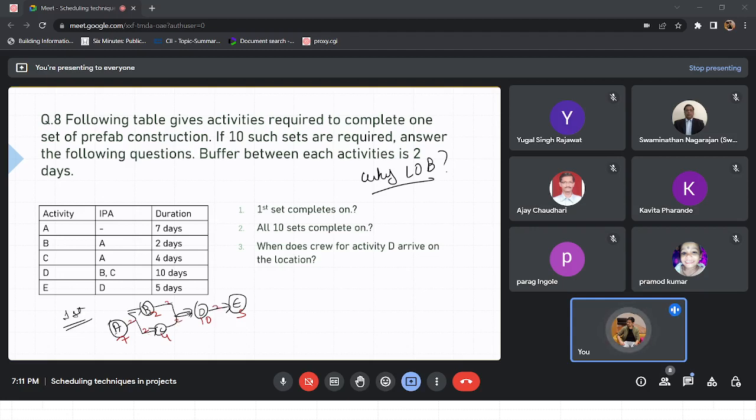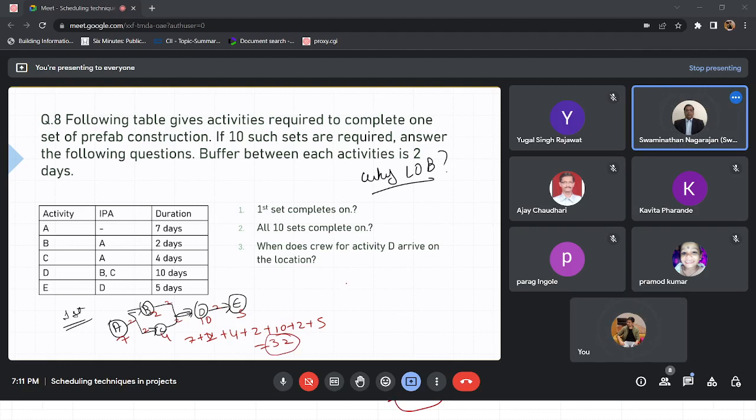So this makes the complete project duration 7 plus 2 plus 4 plus and so on. Right? Or did I miss something? No. Okay. So for one set we can complete in 32 days.